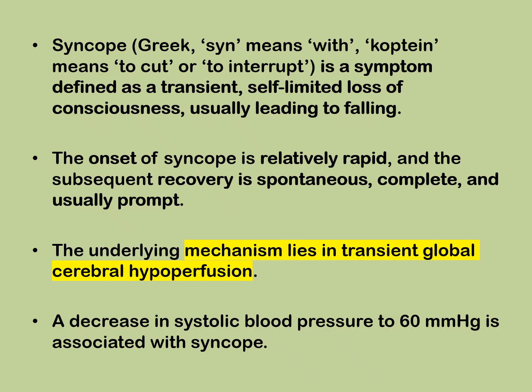Coming to the key mechanism, it is caused by transient global cerebral hypoperfusion. Transient means it's temporary, that is, it does not last for a long time. Global means that it affects the entire brain. Cerebral hypoperfusion refers to reduced blood flow to the brain. So, in simple terms, syncope happens when the whole brain is temporarily not getting enough blood and oxygen, which causes the person to lose consciousness or fall. Also, when systolic blood pressure drops to around 60 mmHg, syncope is likely to occur.